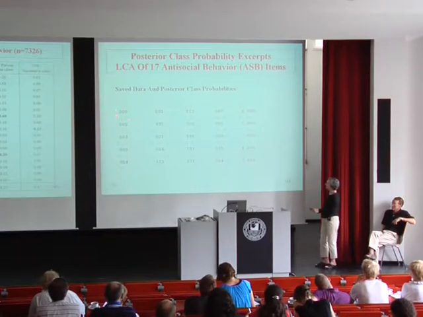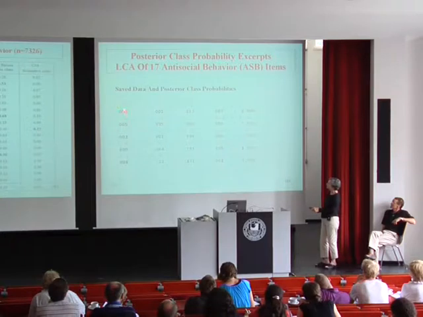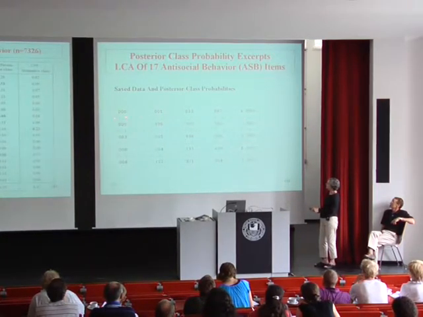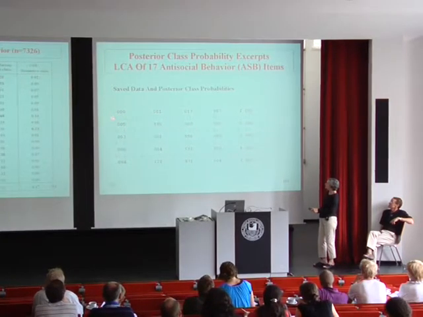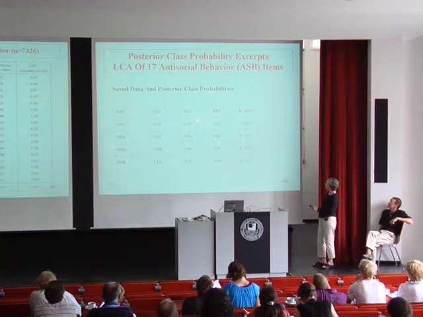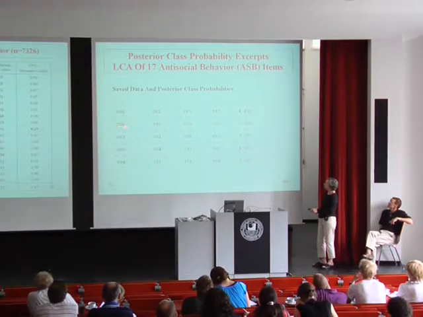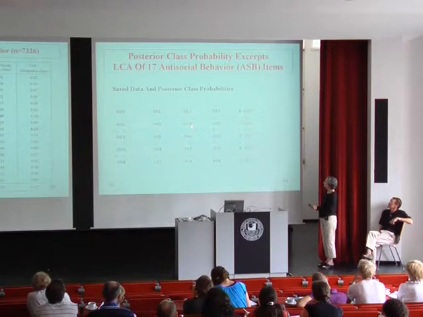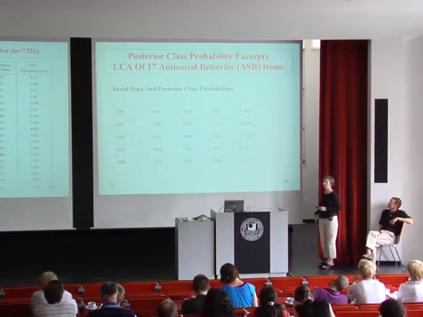And same thing, so this is the first record. The second record has the data here, the antisocial behavior items. This person had 1, 2, 3, 4, 5 that they endorsed. Their posterior probability for class 1 is 0.005, for class 2, 0.995, class 3 and class 4, 0, and their most likely class membership is 2.